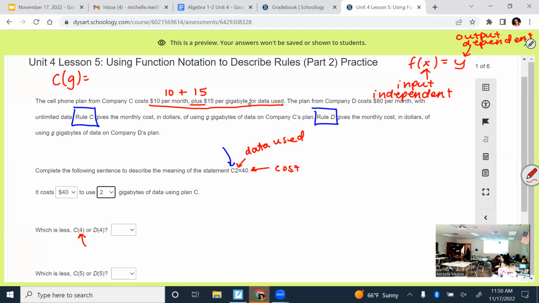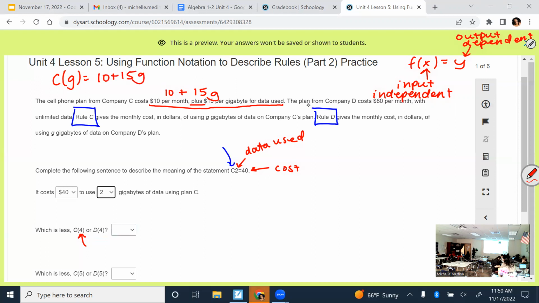Plus $15 per gigabyte of data used, which we are multiplying by each month. So per gigabyte of data used, doesn't that vary each month? Yes, no. So use a variable, the one that we said would represent gigabytes of data. So here's for rule T.